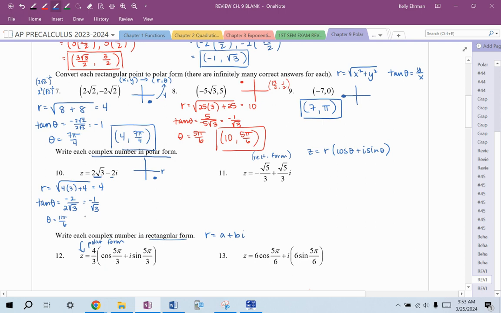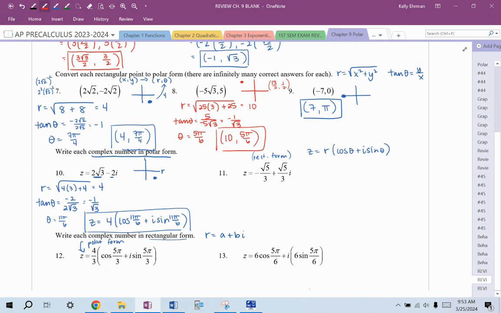All right, so put it all together. You've got r and you've got theta. So z is equal to r times the quantity cosine of 11 pi over 6 plus i times sine of 11 pi over 6. That's polar form of a complex number.